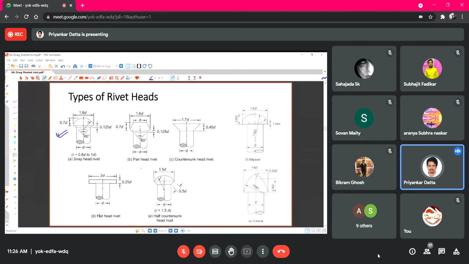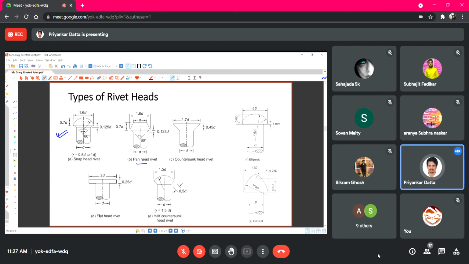Additional heads available are the span head rivet, and you can see that all the dimensions relative to the diameter of the shank are given, and you can get them from any standard handbook. So you don't need to memorize any of the values, they are only shown here so that you can understand what values are required if you are trying to draw or make this type of rivets. So the relationships are given.